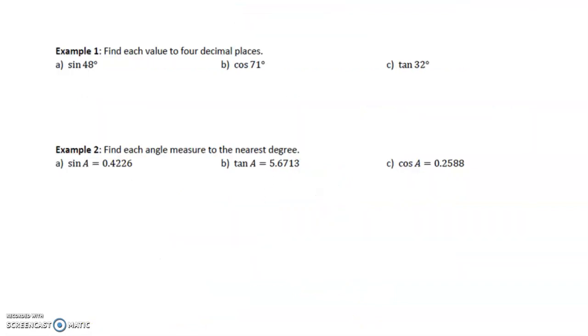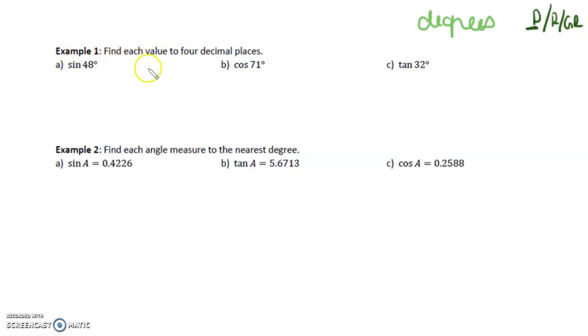Okay, examples 1 and 2 are quick activities, just using your calculator, getting familiar with them. Okay, make sure you're in degrees mode. A lot of times it'll have a D or an R or a GR. Okay, make sure you have the D there.